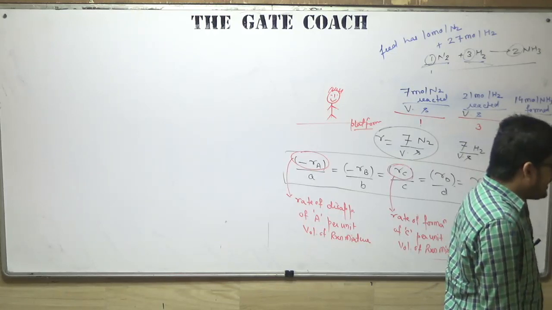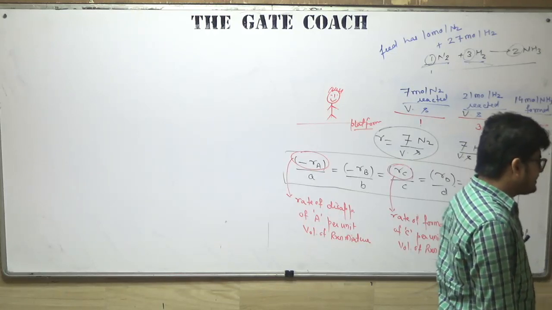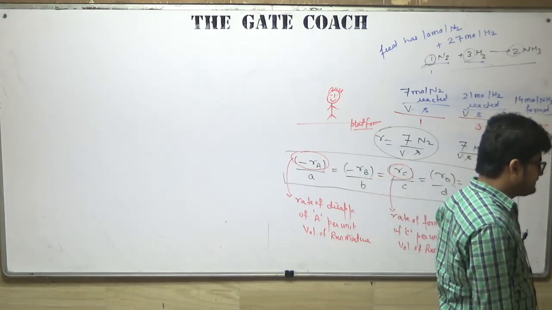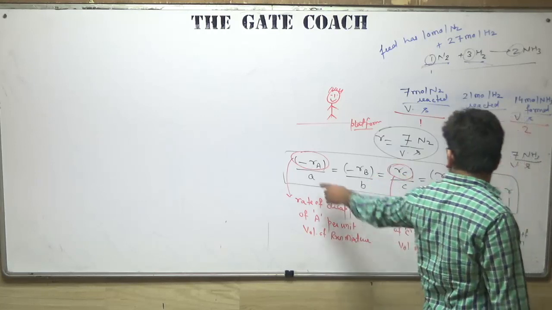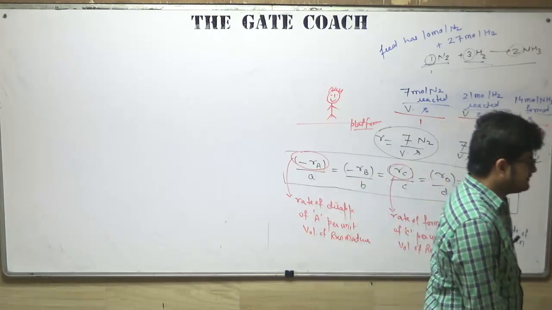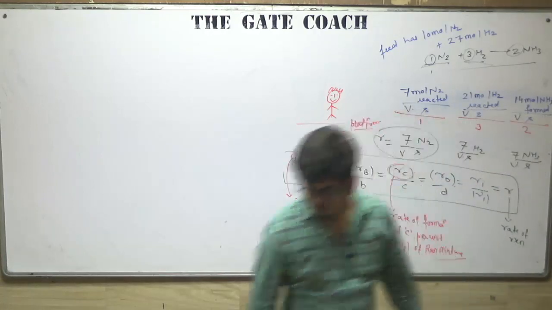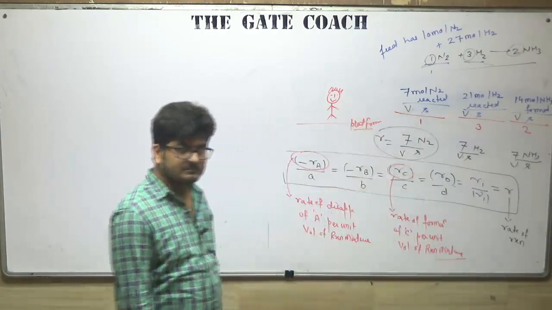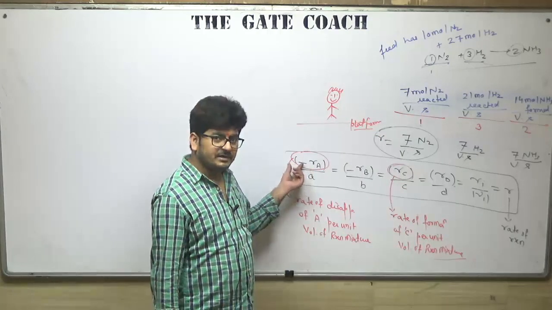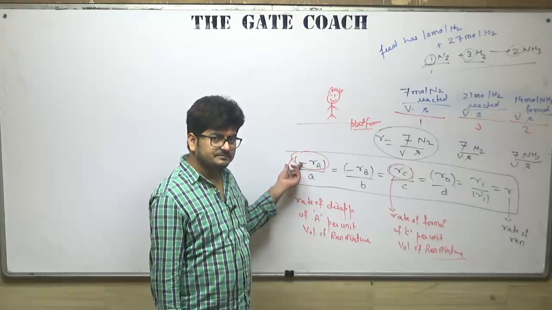Sir, why not take the coefficients negative for the reactants? Because the rate is already with the negative sign, minus R. This is already having the negative thing.